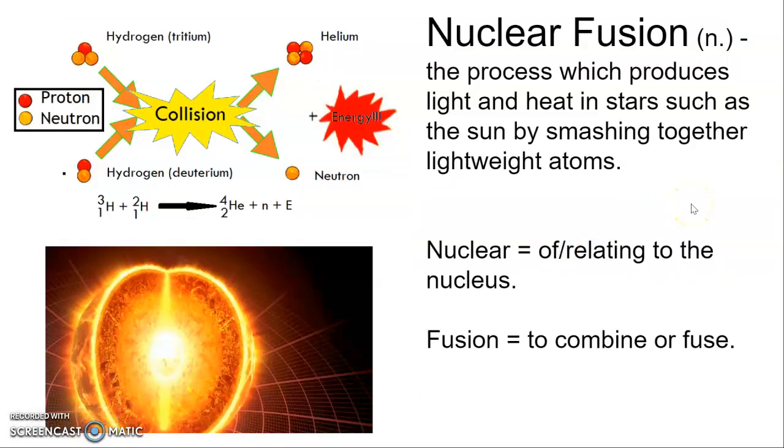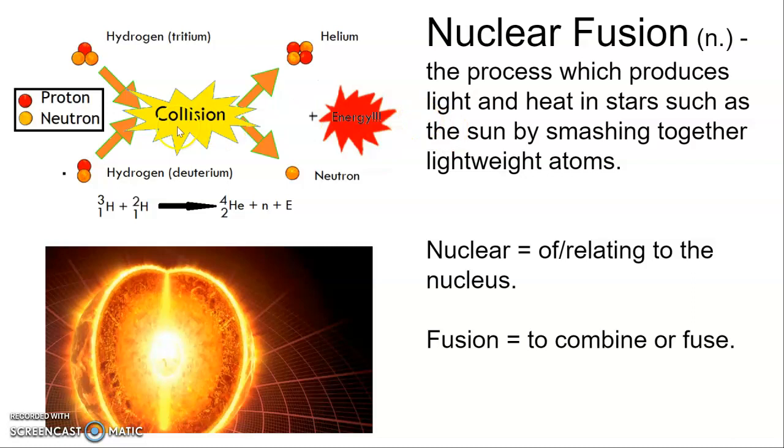All right, so we need to be able to define nuclear fusion. This is the process which produces light and heat in stars, such as the sun, by smashing together lightweight atoms. So when we're talking about nuclear reactions, this is going to be of or relating to the nucleus of the atom. Remember, our nuclei consist of those positive protons and those neutral neutrons. So when we're talking about nuclear reactions, what's going on is taking place in the center of those atoms. So fusion just means to combine or to fuse.